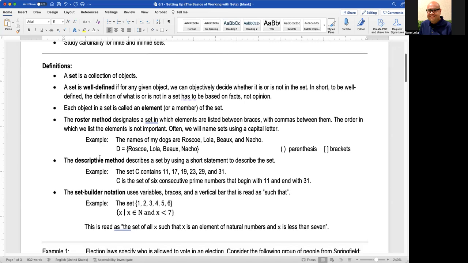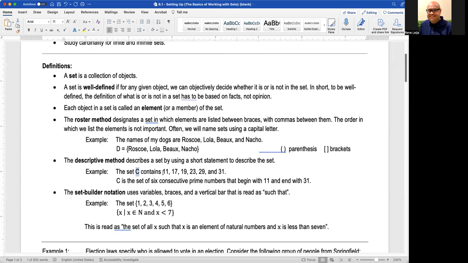The descriptive method does just that. It describes in a short statement what you see. So the example is the set C contains 11, 17, 19, 23, 29, and 31. In this case, we're saying that C represents our counting numbers. Actually, we didn't even identify that. We didn't have to. Because within the set of counting numbers, if you look at this, these are six consecutive, one right after another, prime numbers. So we honed in.